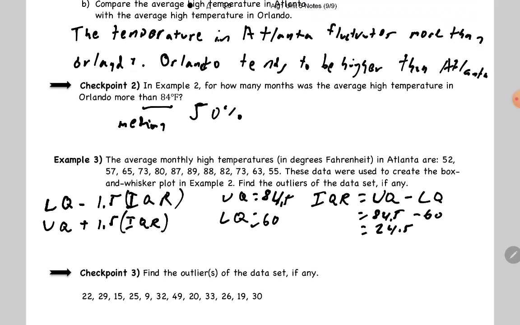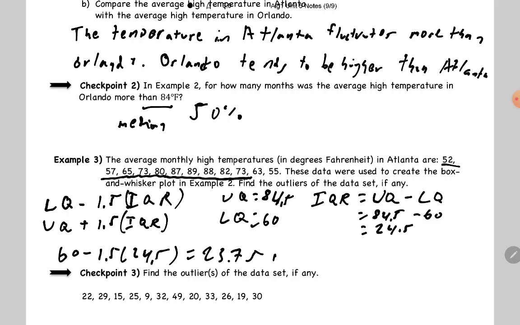Okay, so let's figure it out. Were there any numbers less than 60 minus 1.5 times 24.5? Okay, so this is 23.75. So is there any numbers here in the list of numbers, the data, anything less than 23.75 degrees? So none here.